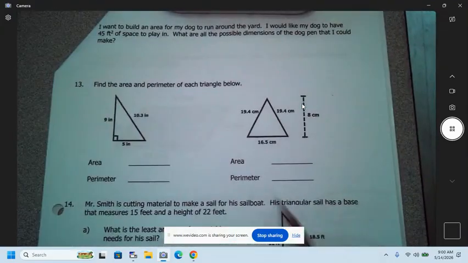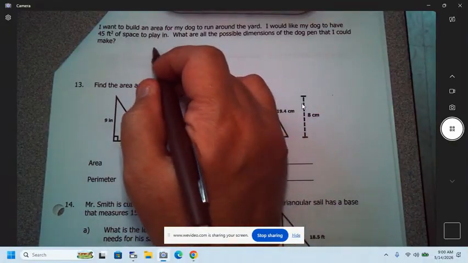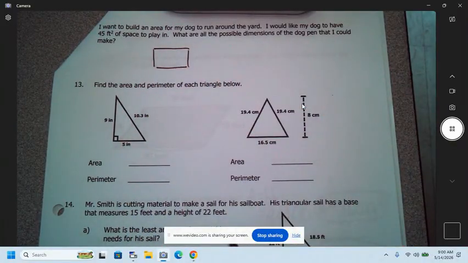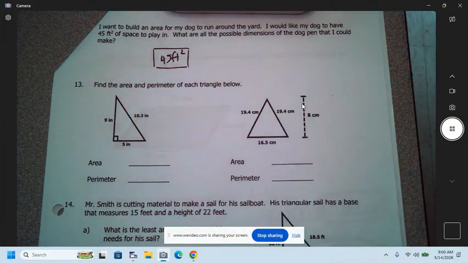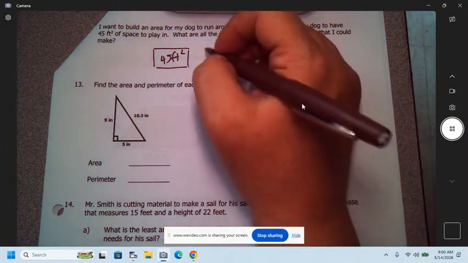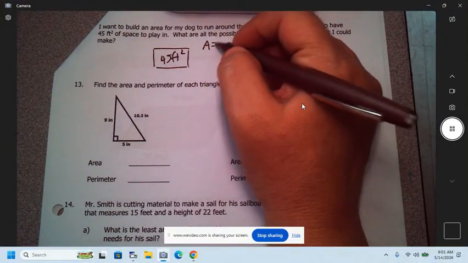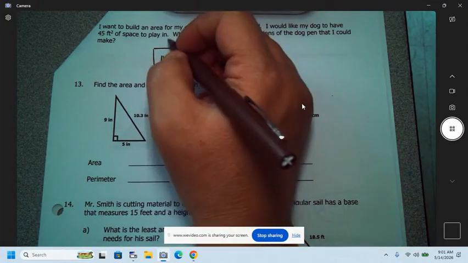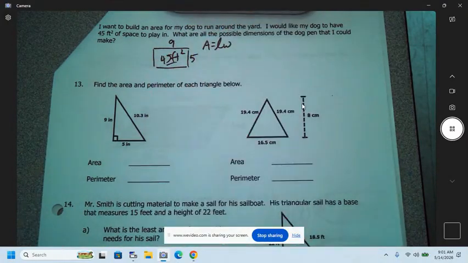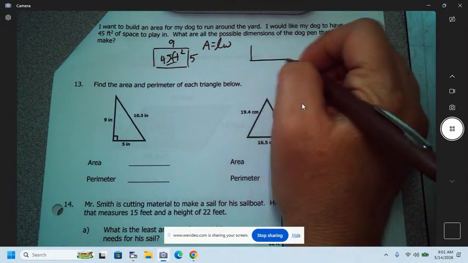All right. I want to build an area for my dog to run around in the backyard. I would like for my dog to have 45 square feet of space to run around in. So I know that the formula for area of a rectangle is length times width. So I'm looking for 2 numbers that if you multiply them, you get 45. The easiest one that I can think of is 9 times 5. I could build him a little space to play that's 9 times 5.